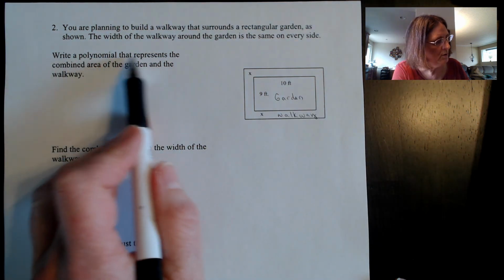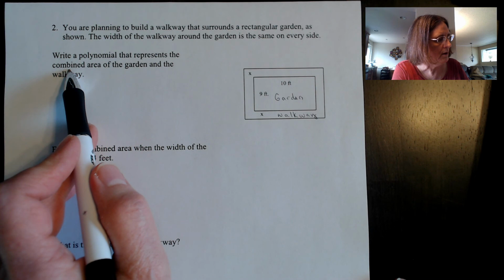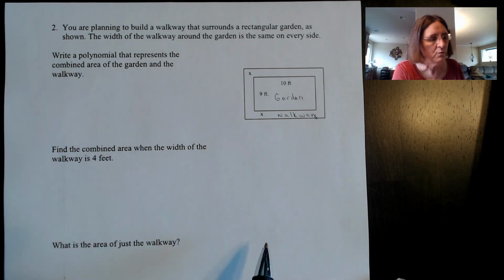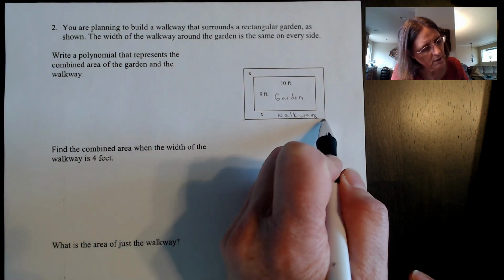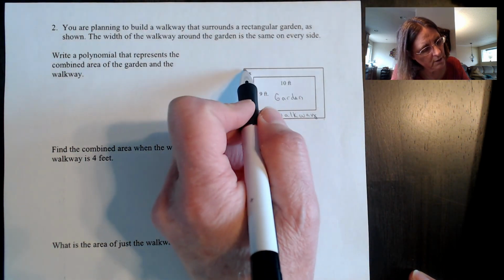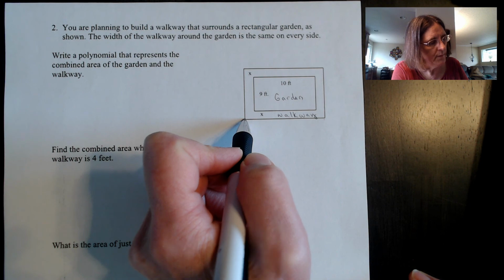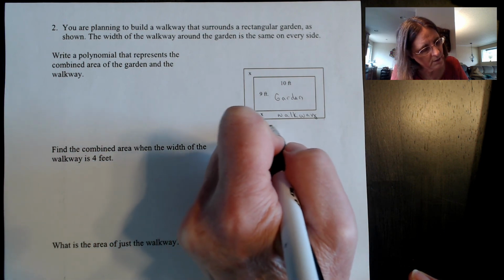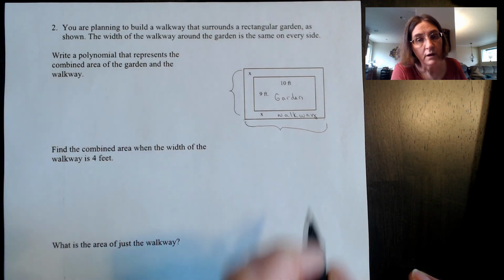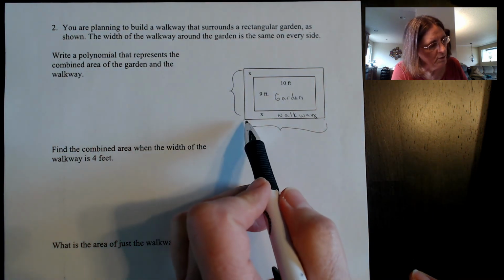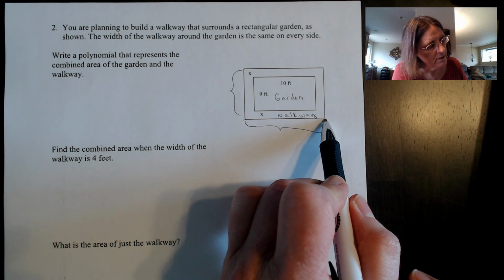We want to write a polynomial that represents the combined area of the garden and the walkway. So the combined area would be the total area enclosed in this large rectangle. So we need to find the base and the height of this large rectangle. We need the total distance from one corner to the other.